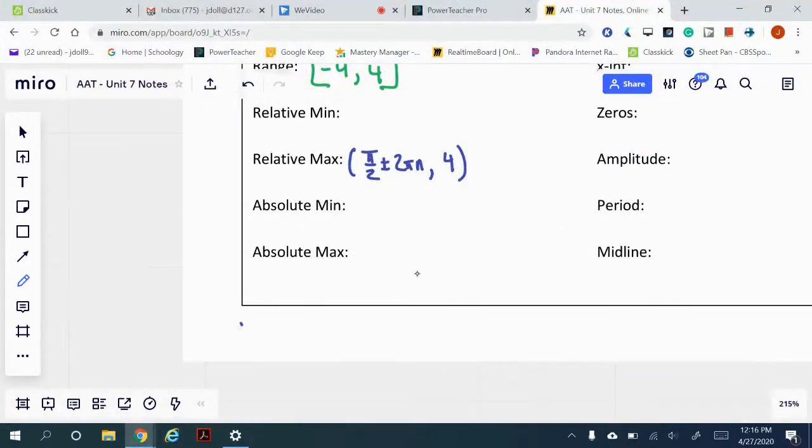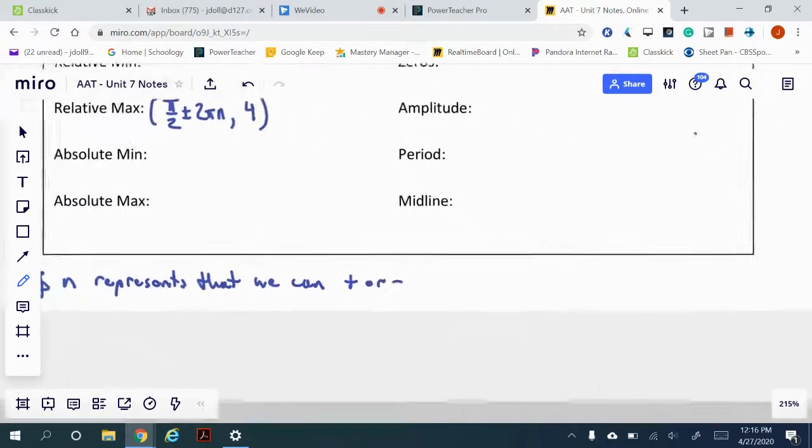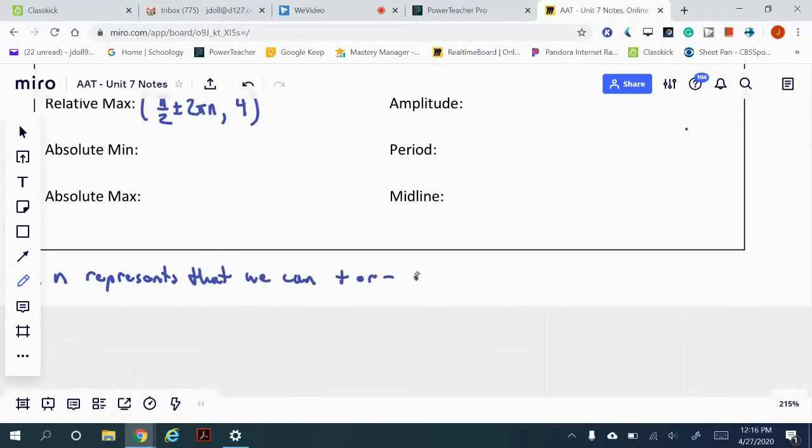So we can put that down here: n represents that we can add or subtract an infinite number of times.